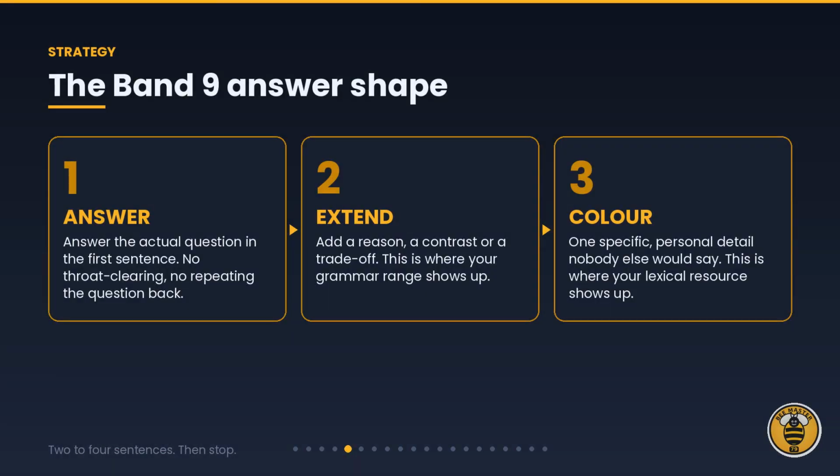Now the single most useful idea in this video, the band 9 answer shape. Answer, extend, color. Answer the actual question in your first sentence. Then extend it with a reason, a contrast or a trade-off, because that is where your grammar range shows up. Then add color, one specific personal detail that nobody else would say, because that is where your vocabulary shows up.